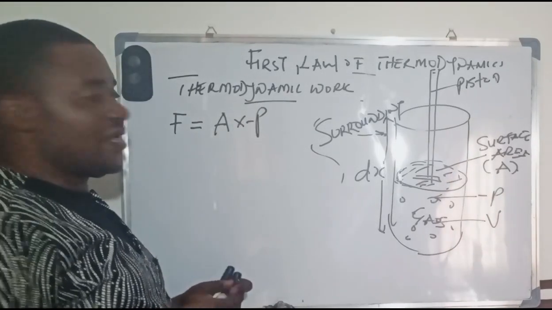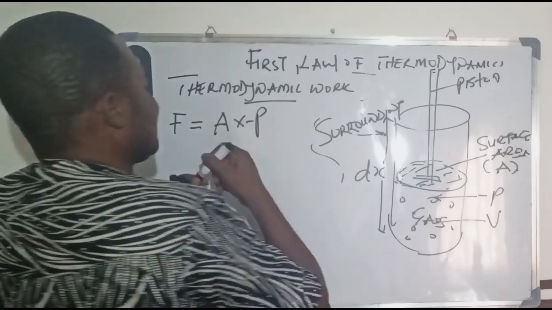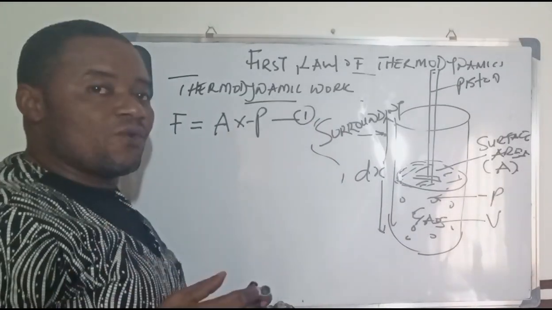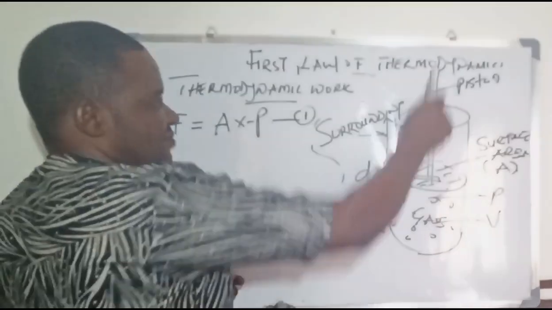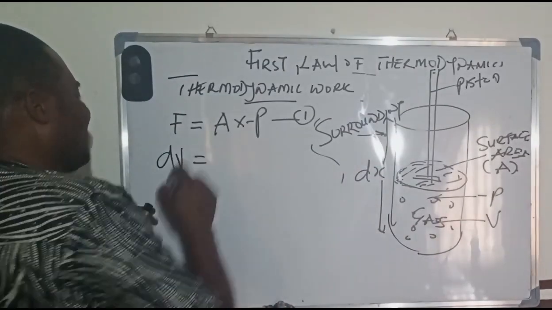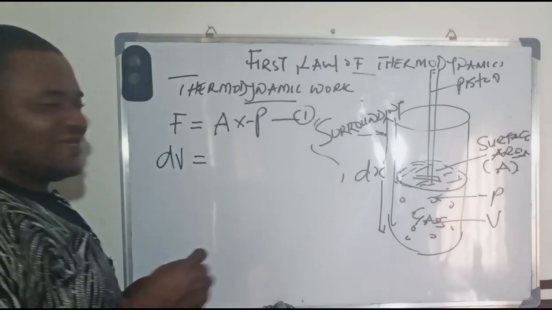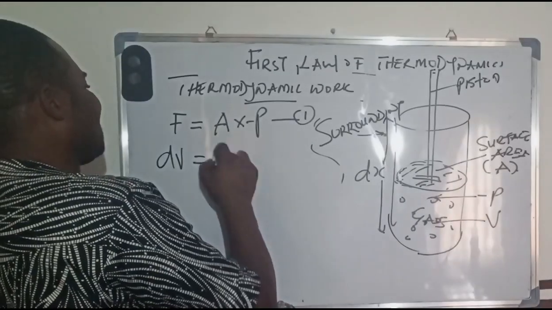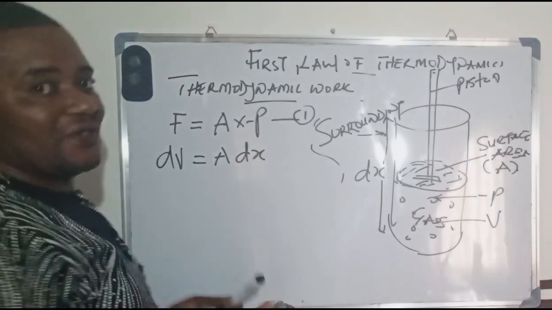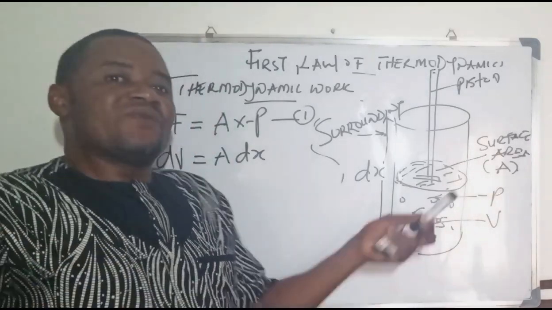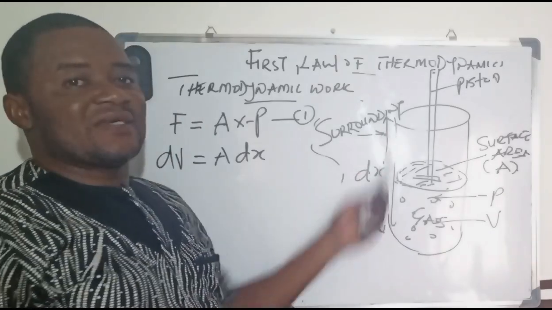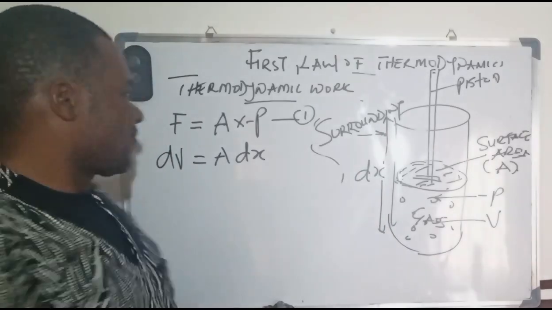The surface area multiplied by the pressure defines that force exerted by the piston. And then the volume change is also defined by the surface area times the distance covered by the gas. Of course, you know that volume has to do with the surface area and the distance covered by the gas in the container.